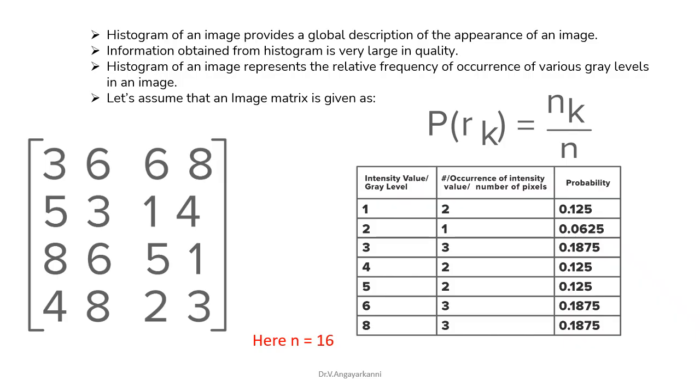So probability of r is equal to nk by n. It means that probability is equal to the number of pixels divided by the total number of pixels. For example, 3 has occurred 3 times. 1 has occurred. Similarly, 6 has occurred 3 times, and 5 has occurred 2 times. The gray level 1 has occurred 2 times. Their corresponding probability is obtained by dividing the occurrence of the intensity value by the total number, that is n equal to 16. So 2 by 16 is equal to 0.125.